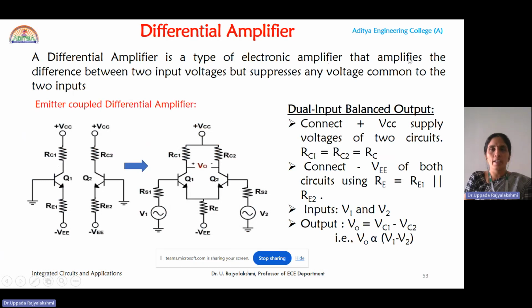It is a type of electronic amplifier that amplifies the difference between two input voltages but suppresses any common input voltage. This amplifier amplifies the difference between the two input voltages, because here you can observe V0 is proportional to V1 minus V2, and it is equal to Vc1 minus Vc2. That's why it is named as emitter coupled differential amplifier.